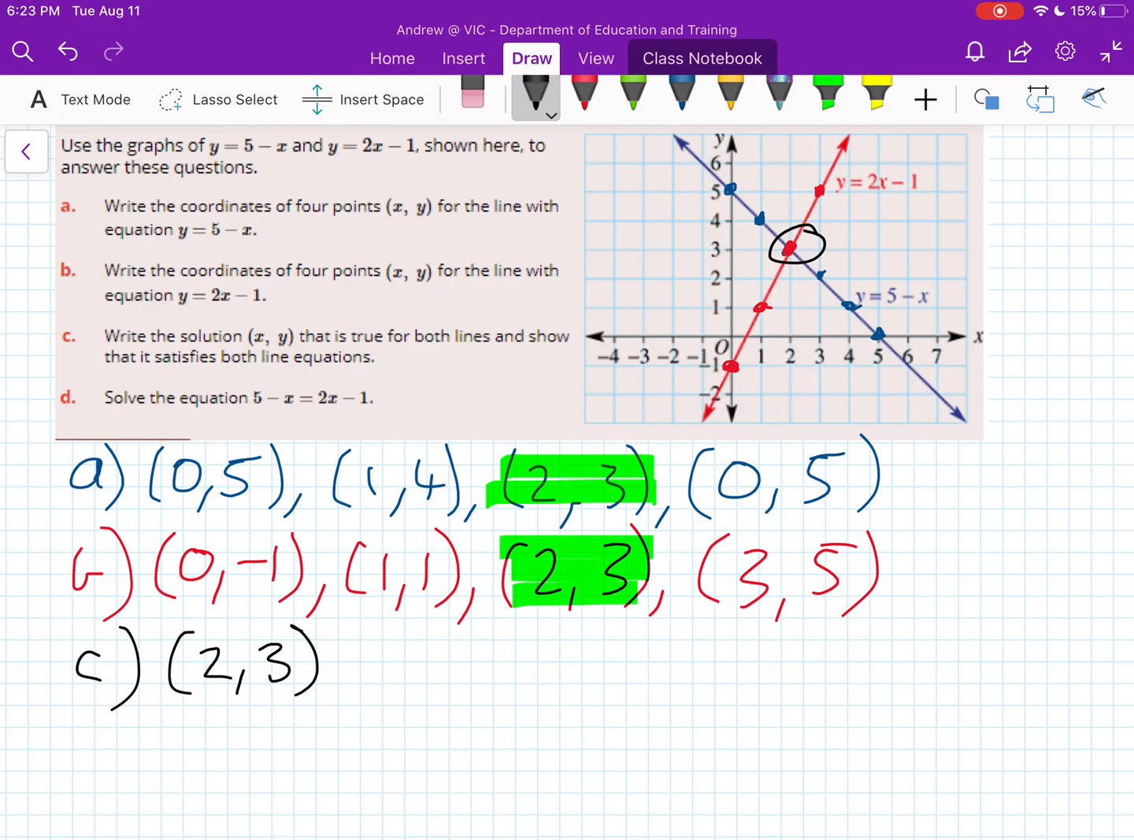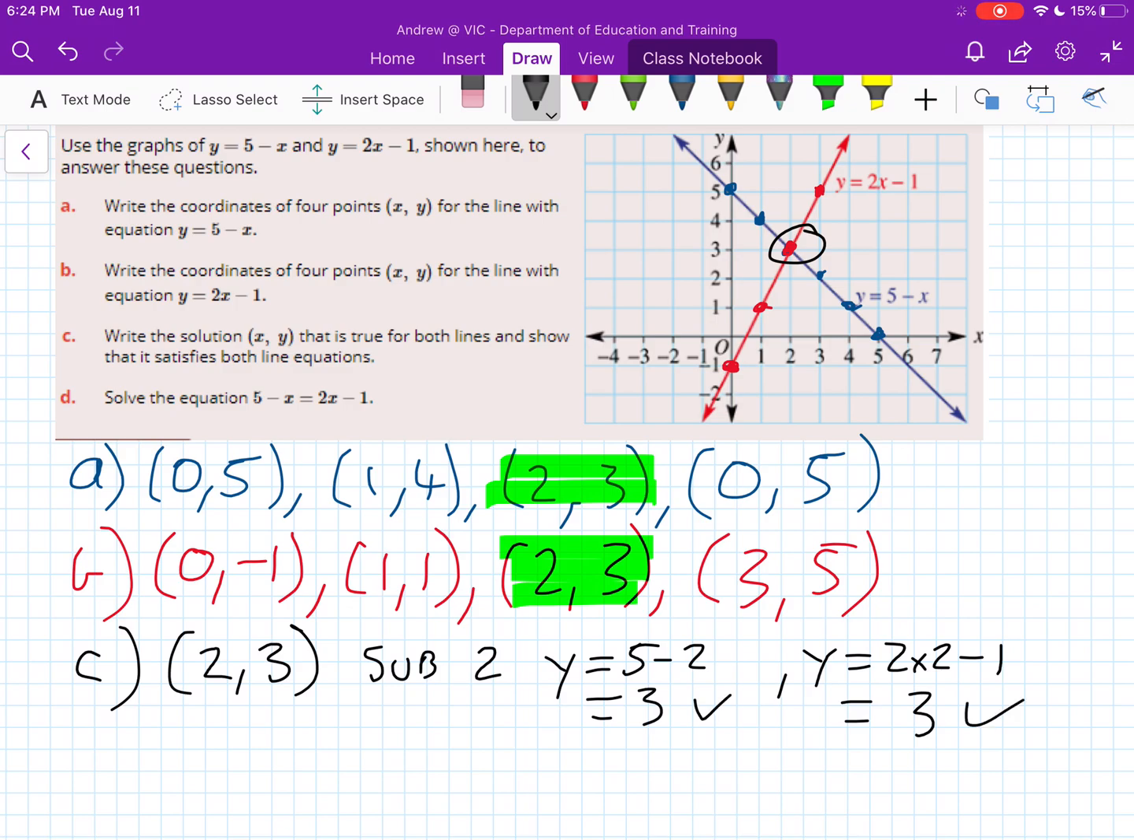And we can just show this, and how we actually show this is by substituting in one of these values. I'm going to substitute in 2 into both equations. So for our first one, y is equal to 5 minus x, which is 5 minus 2, which is equal to 3. And then for our second one, we've got y is equal to 2 times 2 minus 1, which is equal to 4 minus 1, which is equal to 3. They both equal 3. It satisfies both equations.